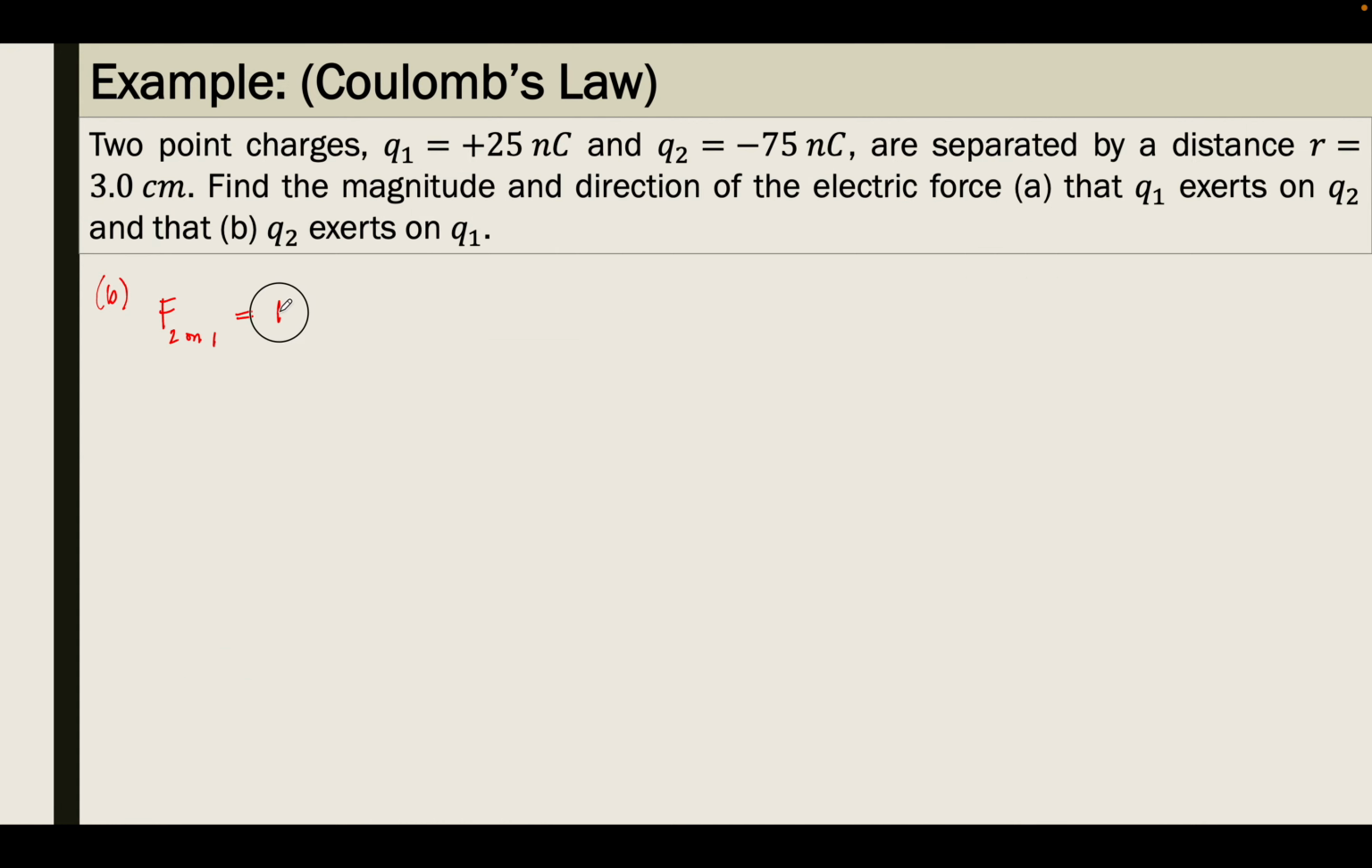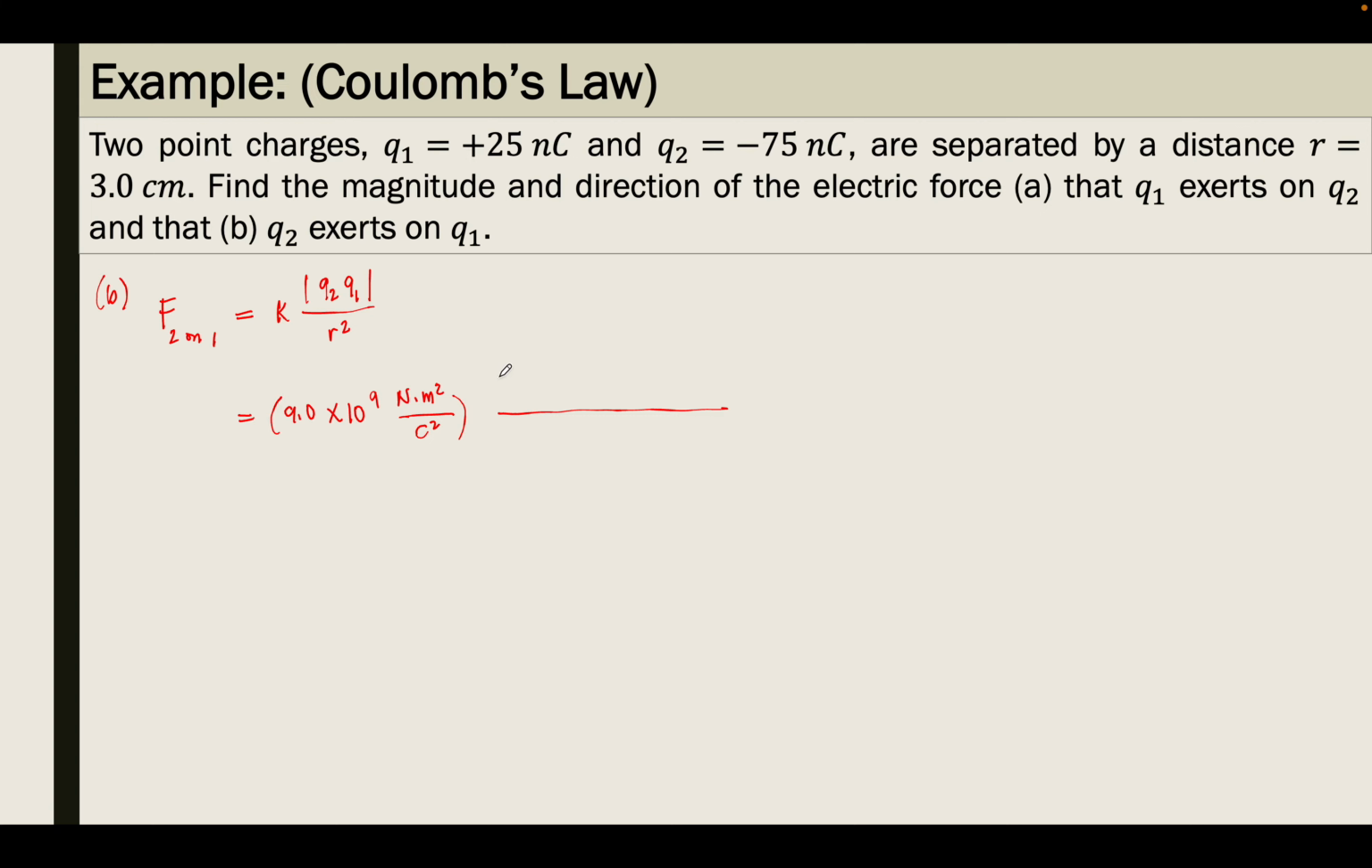So, to show it, we have K times Q1 times Q2. Since it is a product of Q1 and Q2, or Q2 times Q1, it can be swapped. Okay, so let's erase this one. So, this is Q2 times Q1 divided by r squared. So, we have K, the value of K is 9 times 10 to the power of positive 9 Newton times meter squared over Coulomb squared.